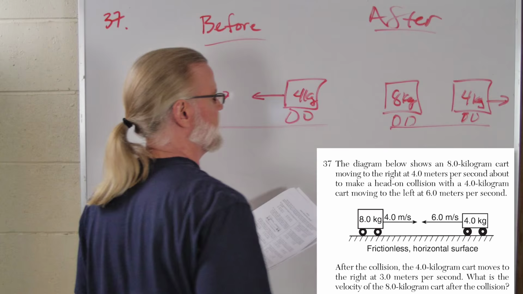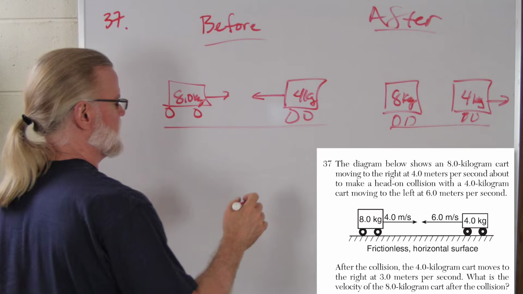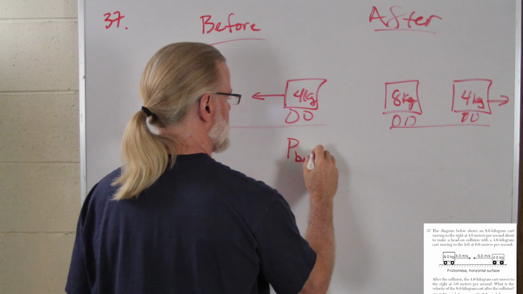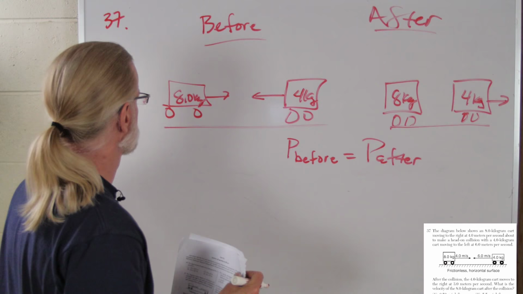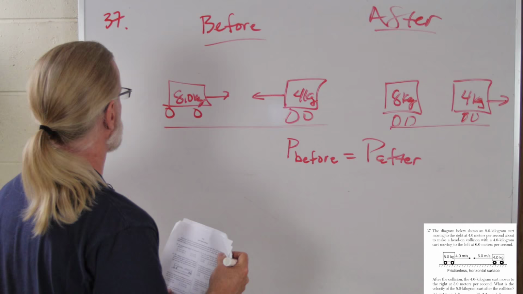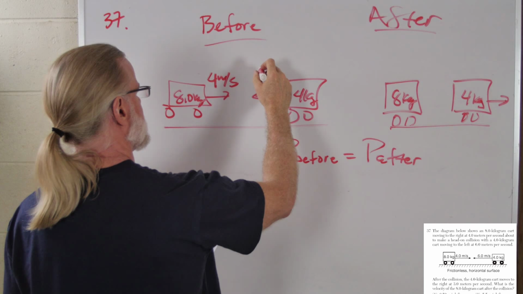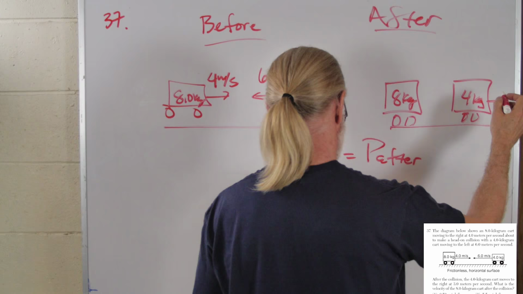All right. Conservation of momentum. Write down the equation. First thing to get full credit, P before equals P after. In a closed isolated system, momentum is conserved. So anyways, we had 4 meters per second, 6 meters per second, and here we had 3 meters per second.